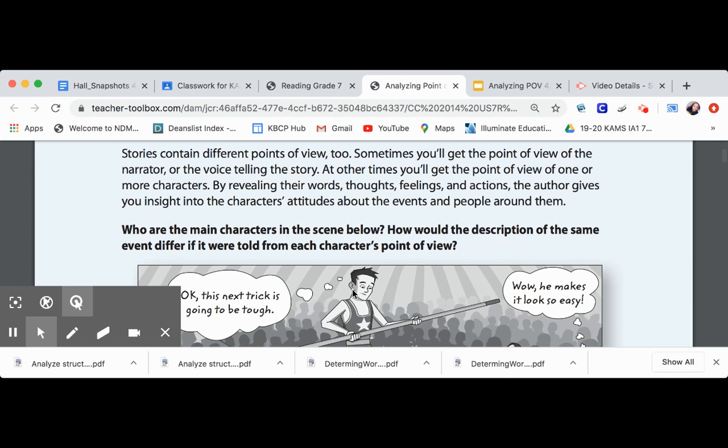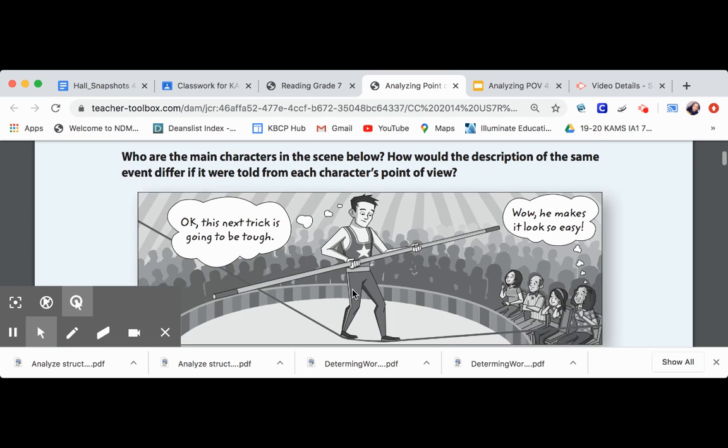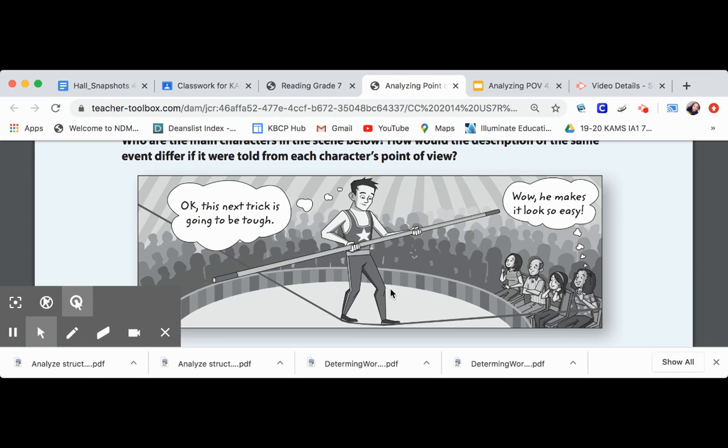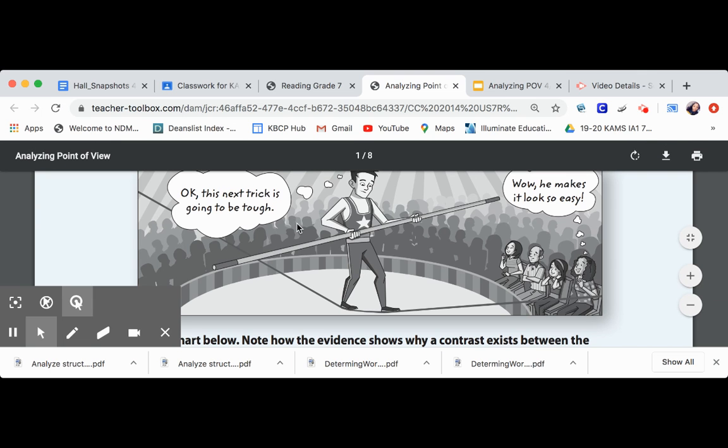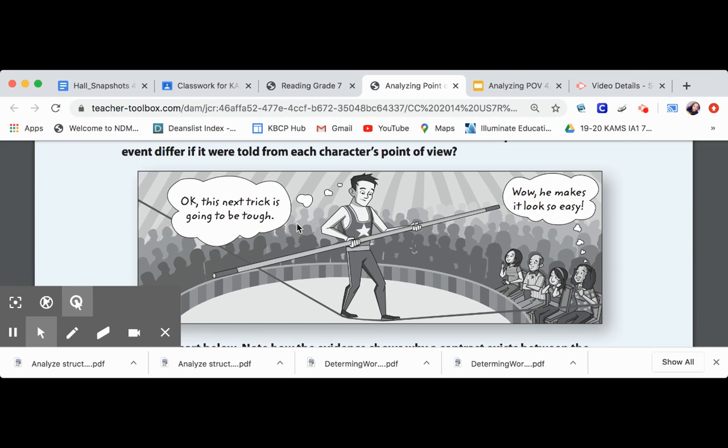So again, think about, while you're examining this picture, the effect on how the story unfolds based on who tells it. Okay, so you have a guy right here on the line, and I'm guessing it's a circus. You have people watching him walk the line. You see somebody coming from him. So in his head, he's thinking, okay, this next trick is going to be tough. Over here, she's thinking, wow, he makes it look so easy. So it's based on who's looking at what's going on, right?